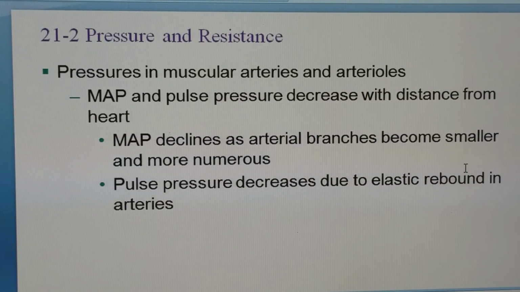Pressure and resistance. Pressures in the muscular arteries and arterioles: the MAP, the mean arterial pressure, and the pulse pressure decrease with distance from the heart. Mean arterial pressure declines as arterial branches become smaller and more numerous. Pulse pressure decreases due to elastic rebound in the arteries.